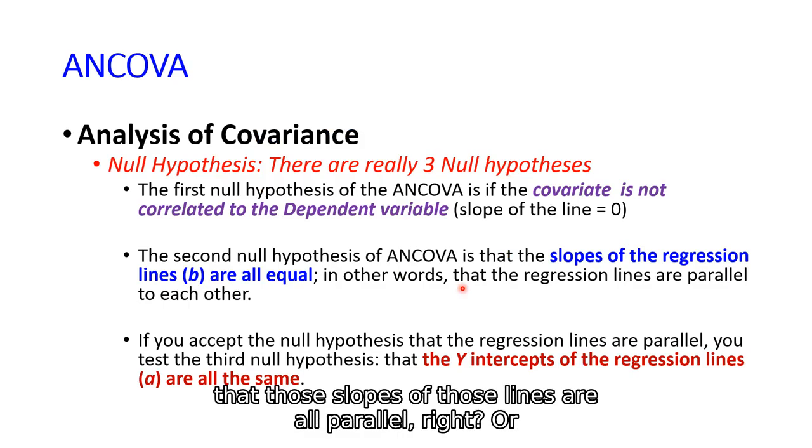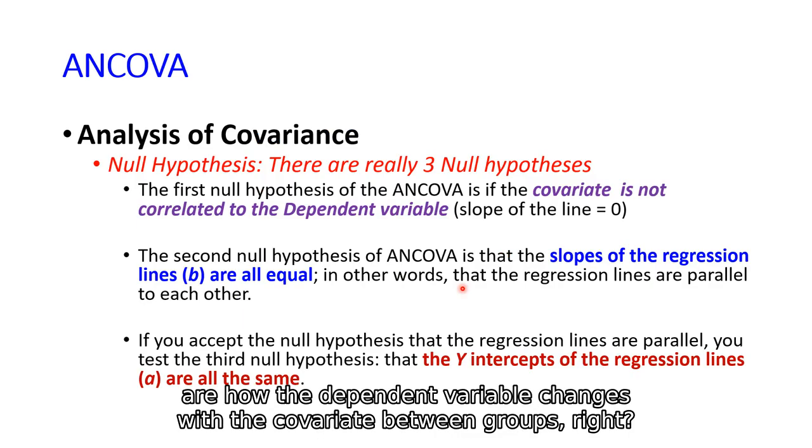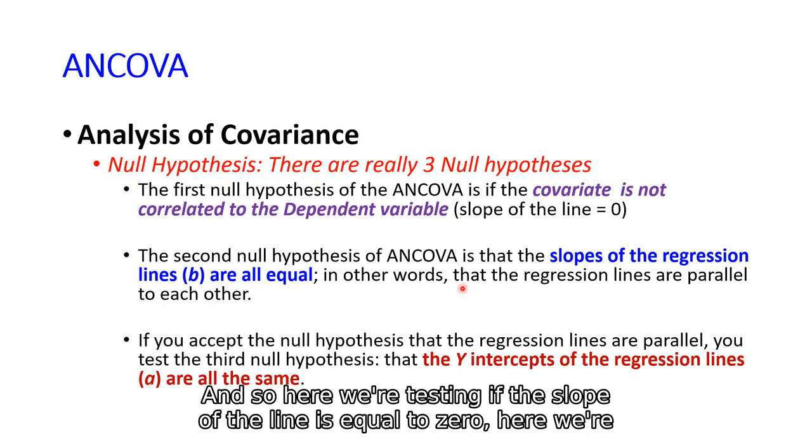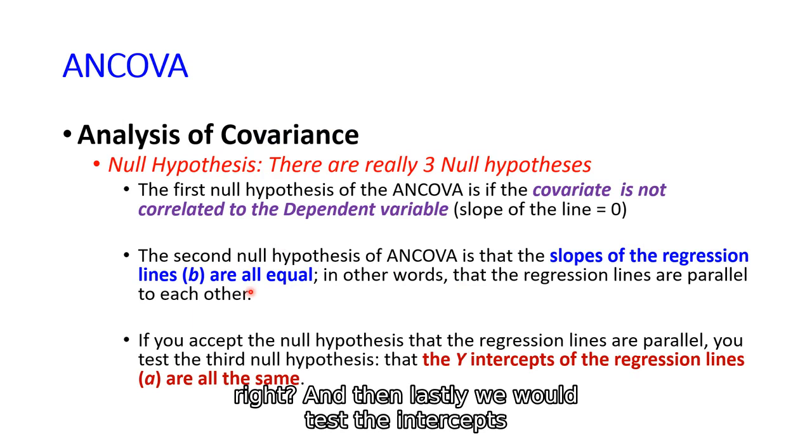We're assuming that the slopes of those lines are all parallel, right? Or how the covariate changes, or how the dependent variable changes with the covariate between groups, right? And so here we're testing if the slope of the line is equal to 0. Here we're testing to see if the slopes of the lines are the same or not, or parallel, right?